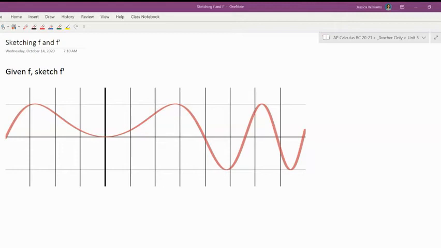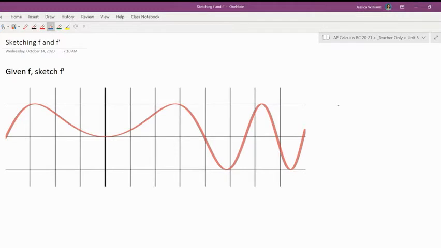Hey kiddos, today we're going to do a lot of sketching of graphs. These kinds of questions are going to pop up pretty regularly in the multiple choice section of your AP test. So it may not be that you actually have to do your own sketching, but you're going to have to know how to do it so that you can find the answer from their selection.